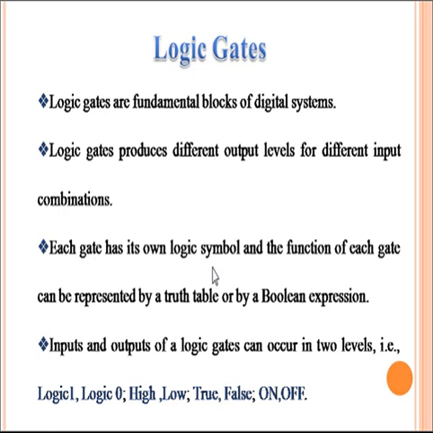Each gate has its own logic symbol, and the function of each gate can be represented by a truth table or by a Boolean expression. The inputs and outputs of a logic gate can occur in two levels, that is logic 1 or logic 0, high or low, true or false, on or off. Depending on the practical applications, we use these notations. For example, if you are designing digital circuits, then we use the notation logic 1 or logic 0, high or low. If you are considering analog circuits, then we take the help of on and off for the switches.